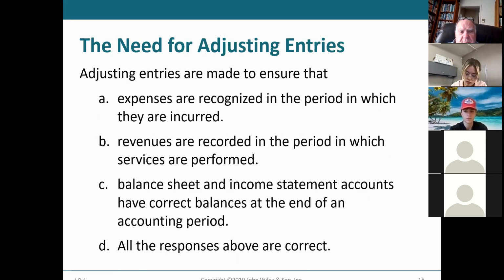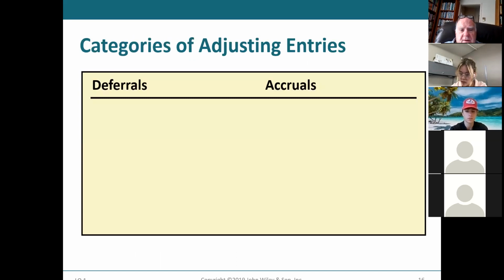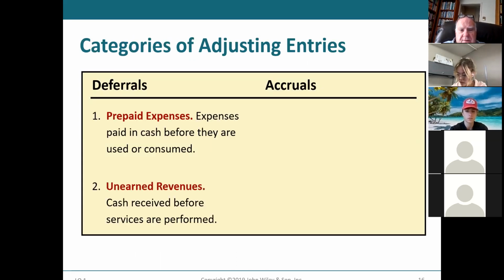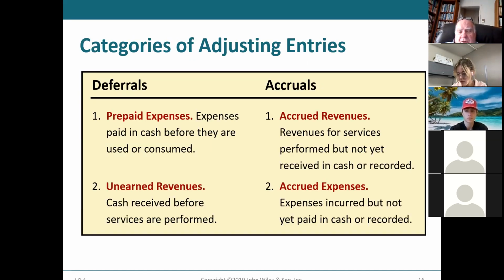Why do we need to do them? They're made to ensure that expenses are recognized in the right period, revenues in the right period, and that the balance sheet and income statement have the correct balance at the end of the accounting period. All those responses are true. Okay, well, let's see if we can divide and conquer. First of all, we have two types of adjusting journal entries, deferrals and accruals.